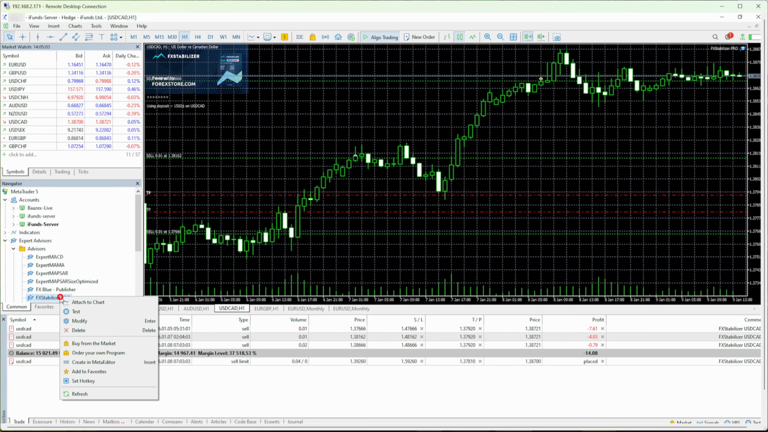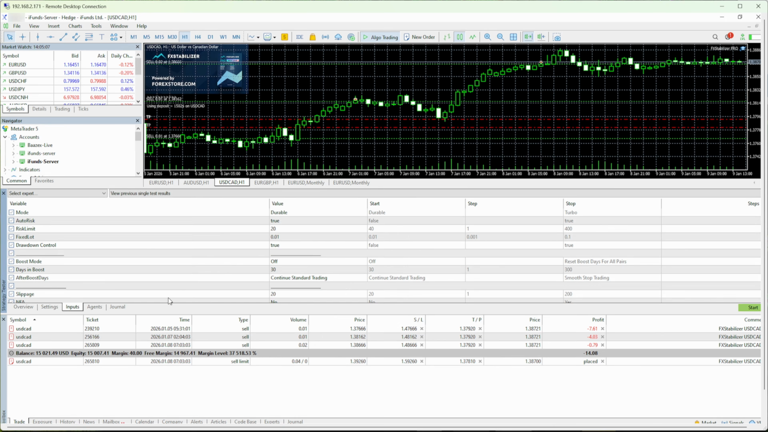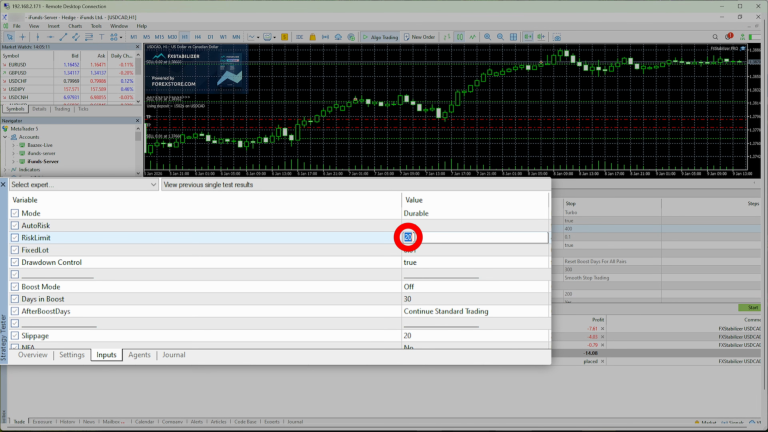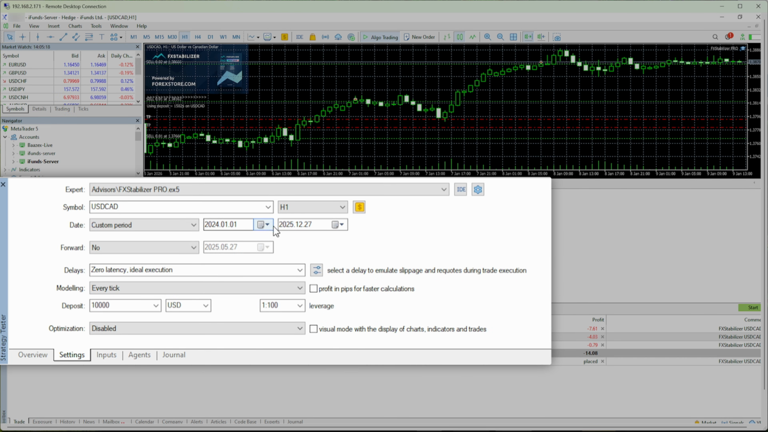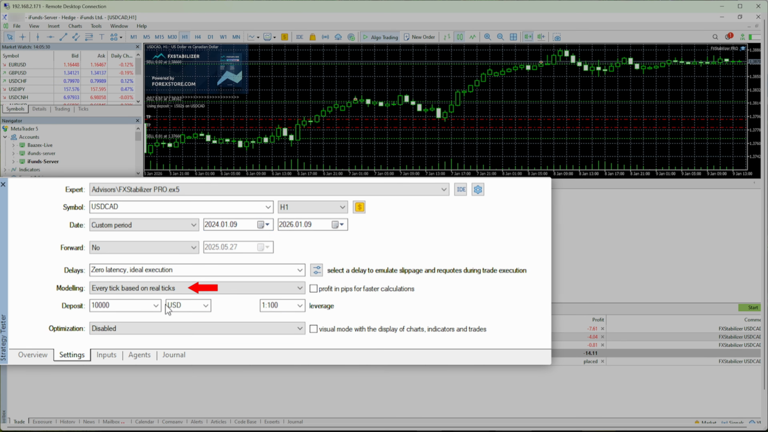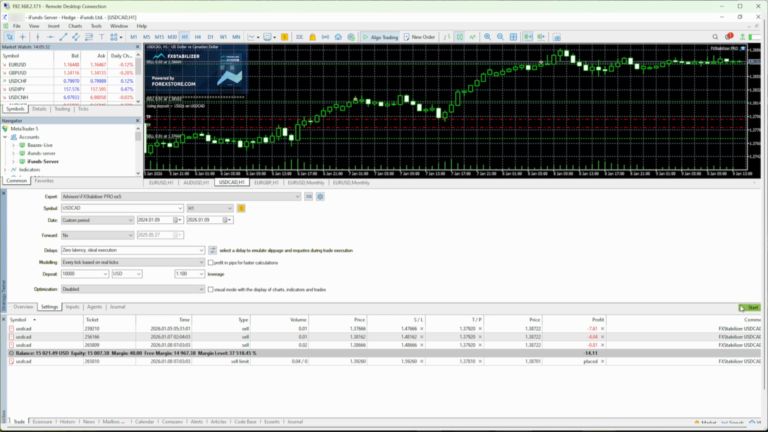Now, if I run such a back test where we will be risking not the default 20 or 30 or even higher, but just 10%, I will just perform the back test. Let's say for the last 2 years, I will go back to 2024. For the dollar CAD, let's use the every tick based on real ticks modeling, and I'll click on start. Let's see together what the result will be.